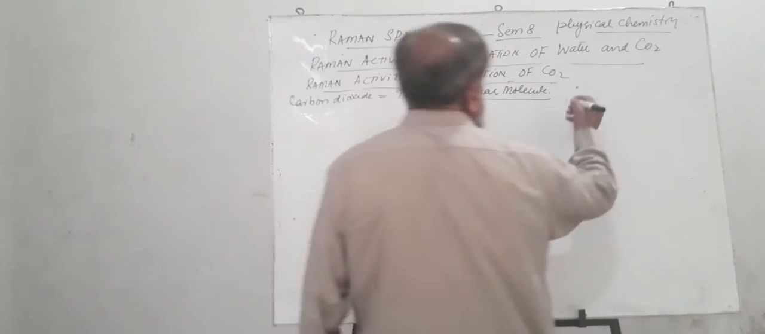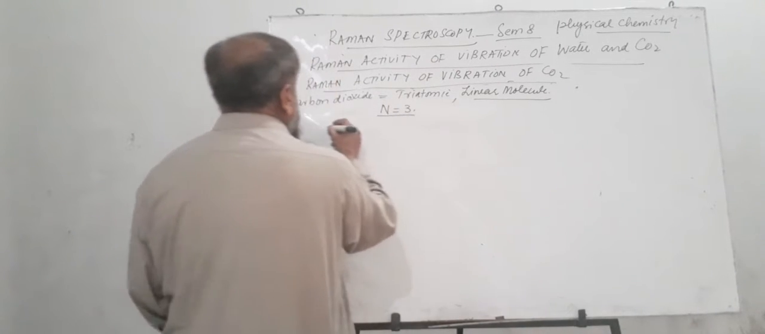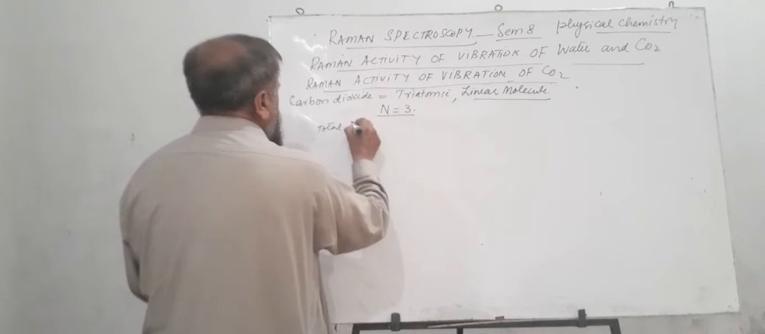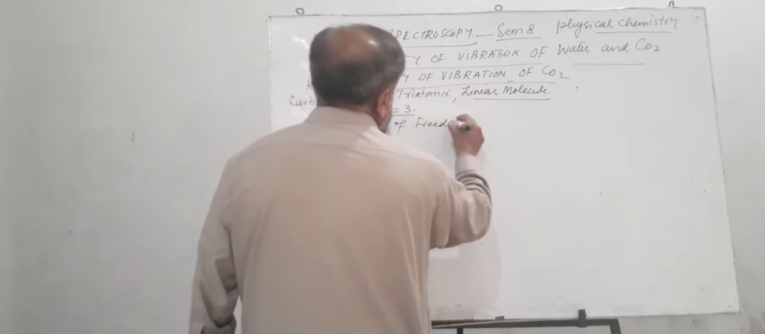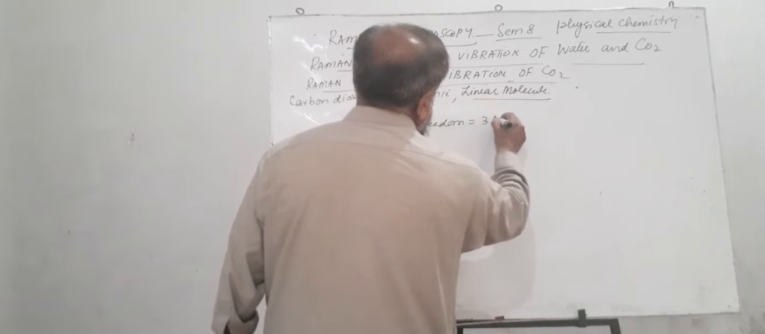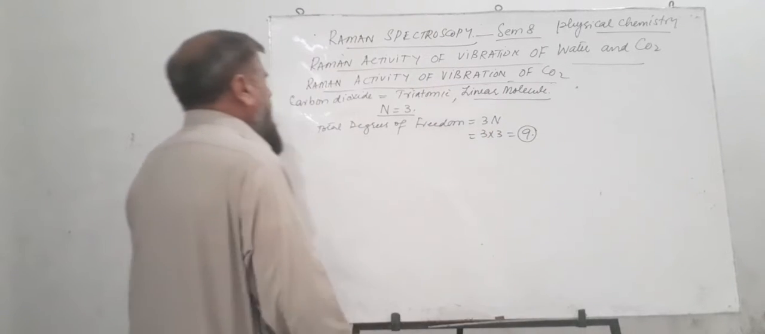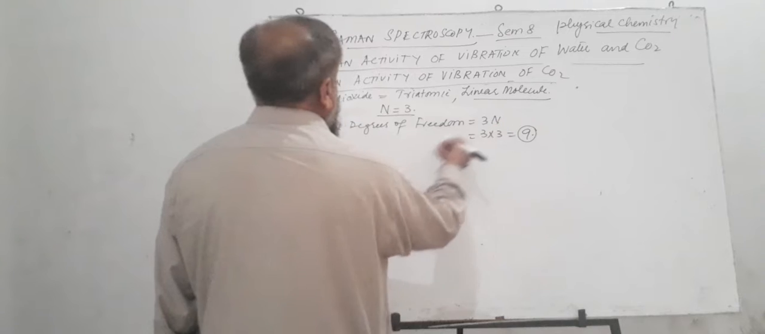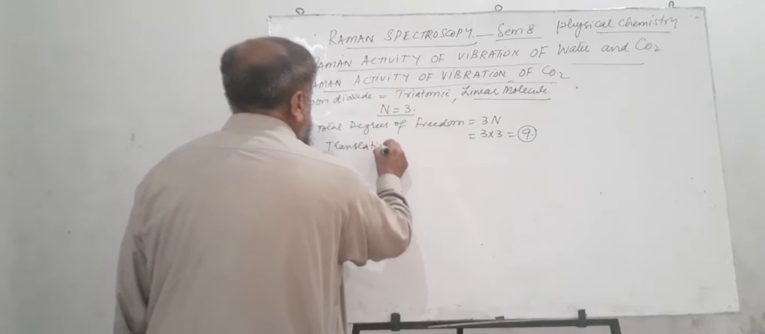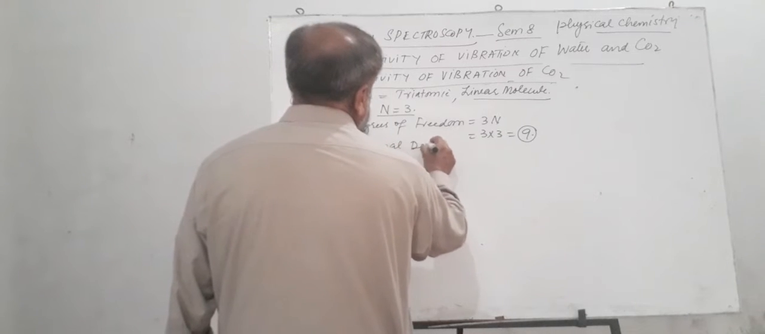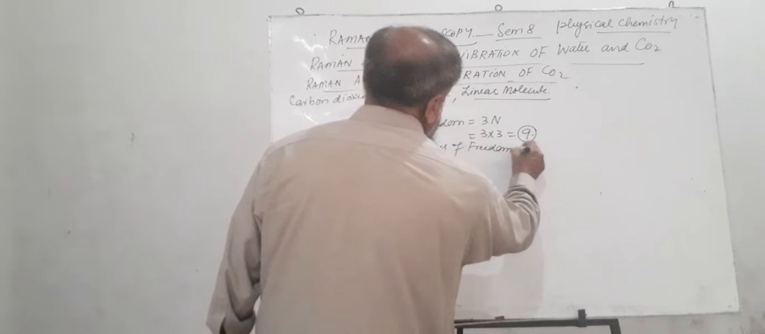In this case also the atomicity N is equal to 3. The total degrees of freedom for carbon dioxide will also be 3N, or 3 into 3, which is 9 degrees of freedom. Out of these, the translational degrees of freedom will be 3, as we have already mentioned. Translational degrees of freedom for carbon dioxide are 3.